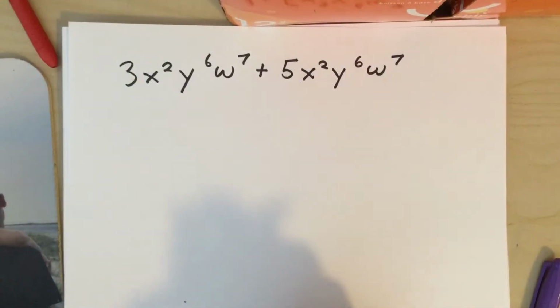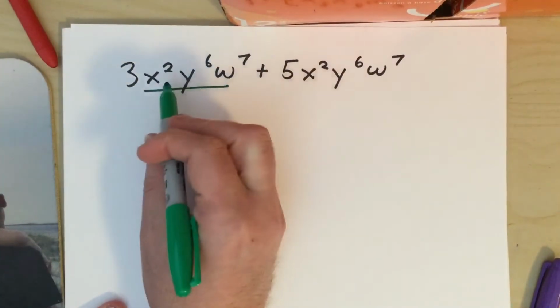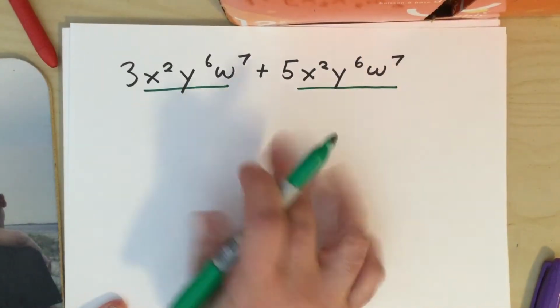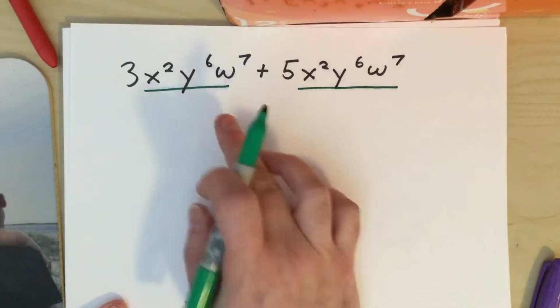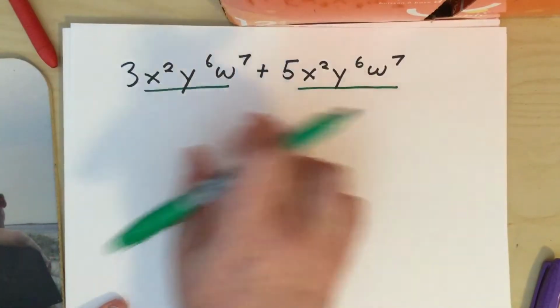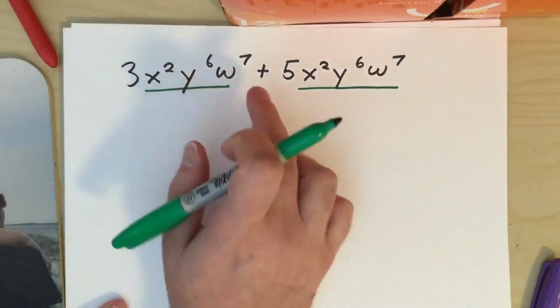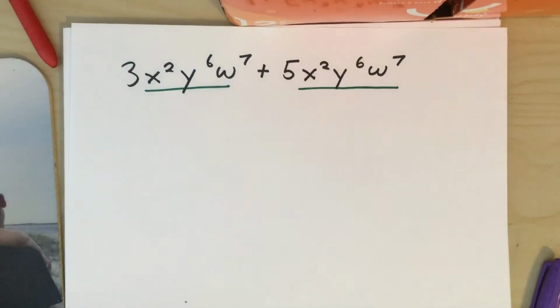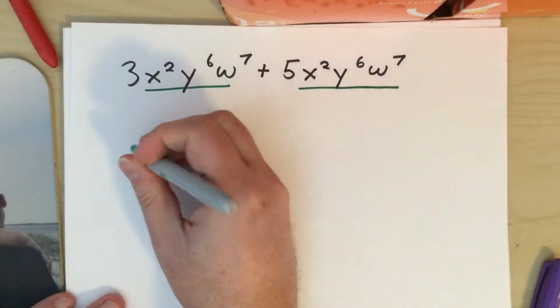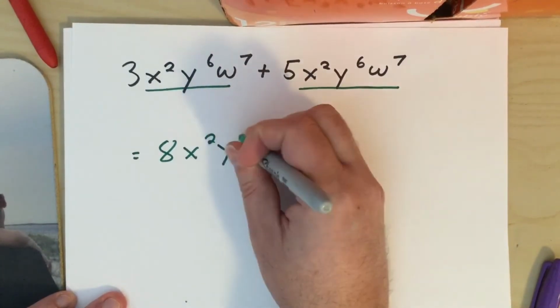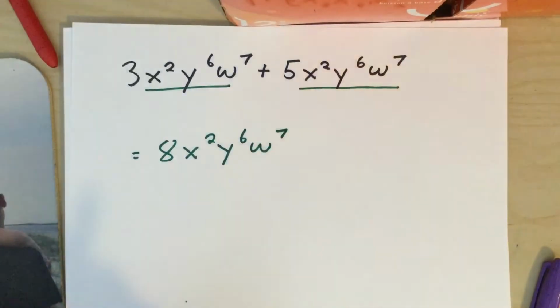Well, something like this. Well, if you look at this carefully, x squared y to the 6 w to the 7, x squared y to the 6 w to the 7, the variable parts are the same. Same variables, same exponents, which means that these things are actually like terms. So 3 of these things plus 5 of these things is going to be equal to 8 of those things, which is going to be 8, and the things are x squared y to the 6 w to the 7.